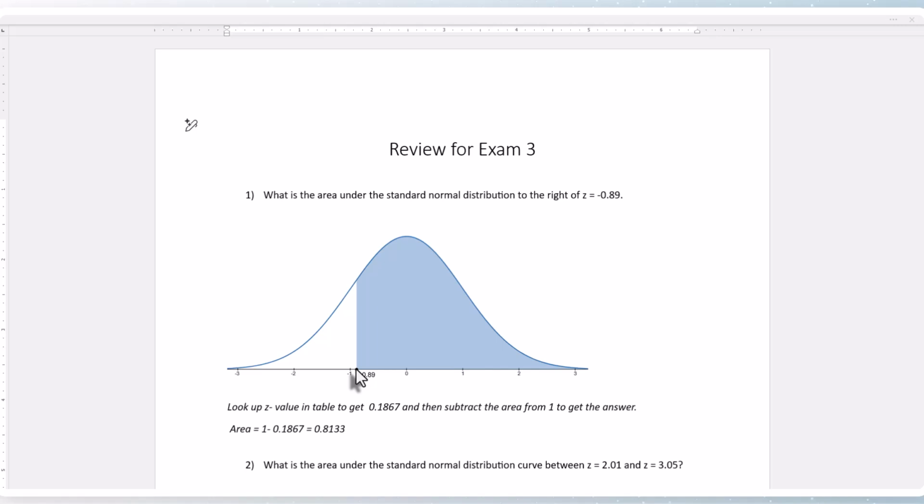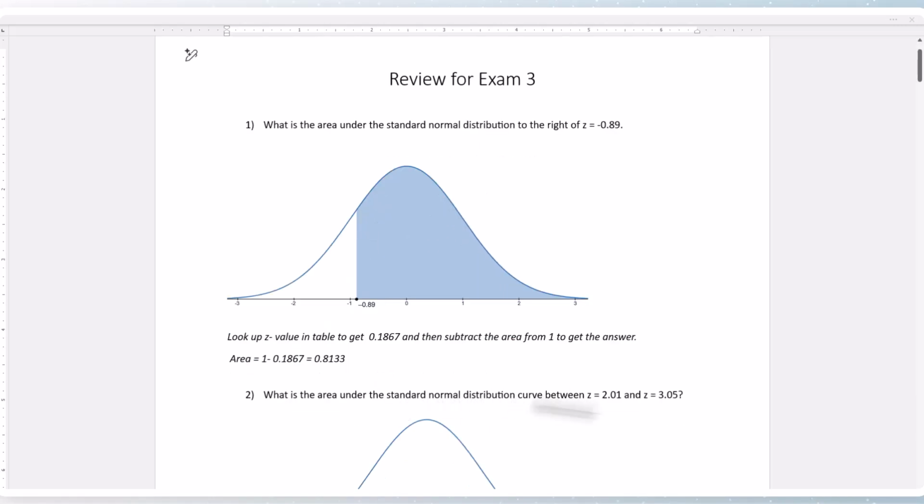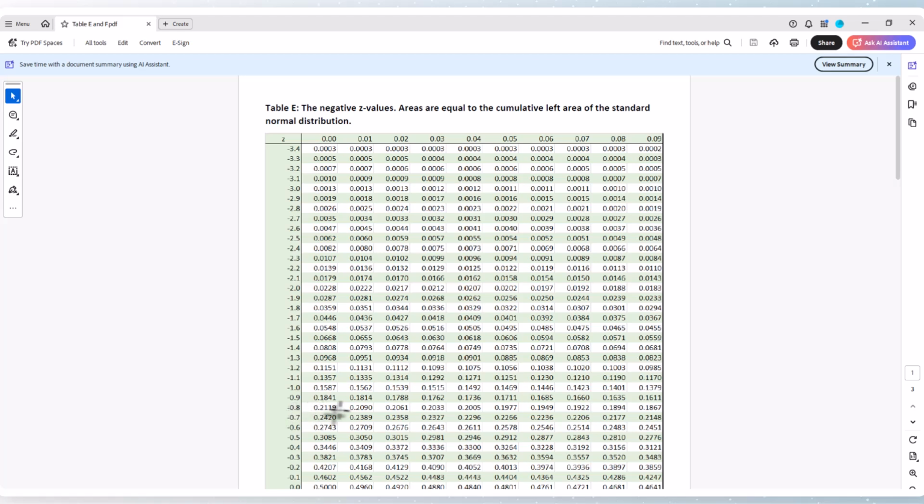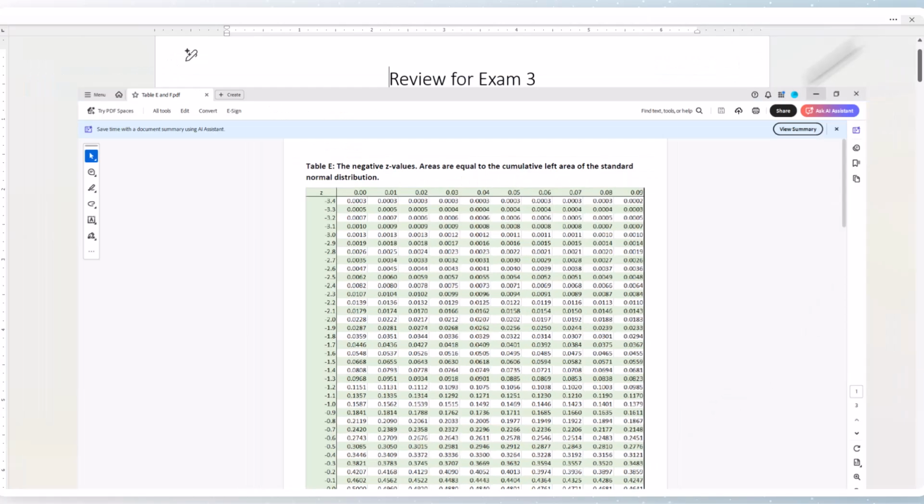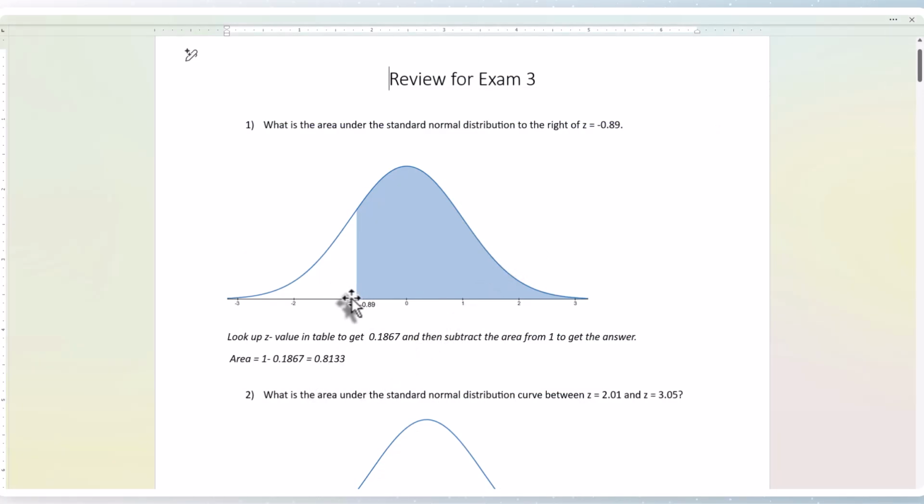So we have negative 0.89 and we're trying to find this right area. We could look up the area in table E. So we have negative 0.8 and we go all the way until we're under the column for 0.9. That's 0.1867. But that is the left area. We want the right area, so we have to calculate 1 minus 0.1867, which is 0.8133, and that's the answer.